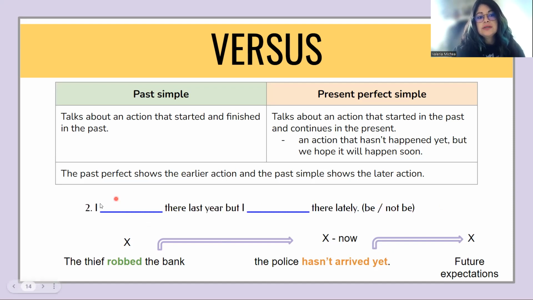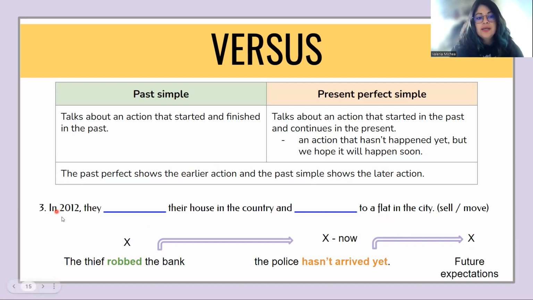Now let's go with number 2. I there last year, but I there lately. So again, we have 2 options, be and not be, to be or not to be. So here you have to decide which one is in the past, it's completed, it's over, and which one is in the present perfect simple, it's open with future expectations. Be or not be? That is the question.